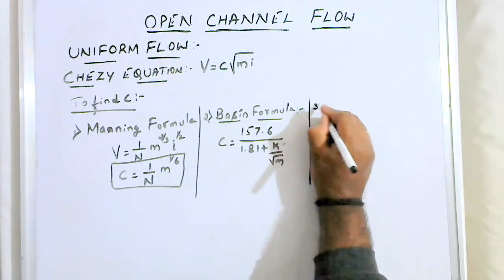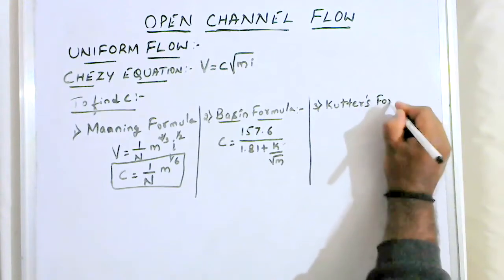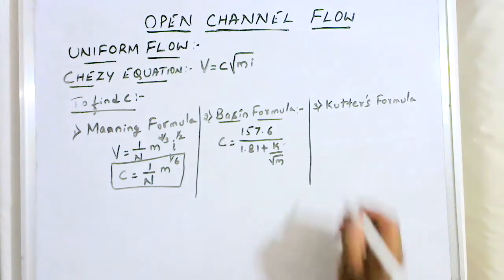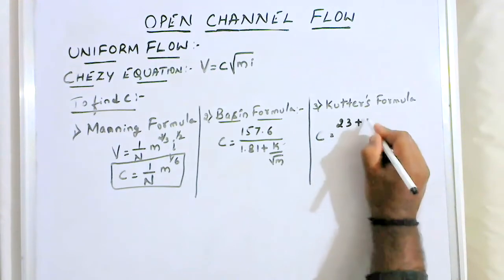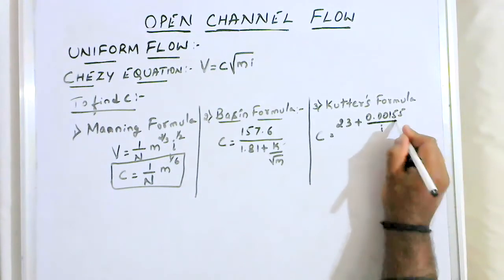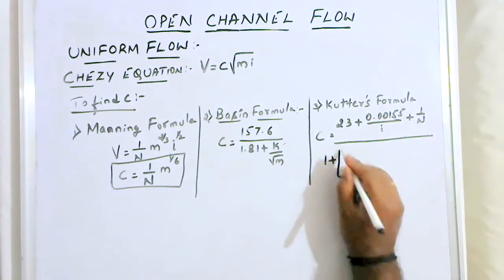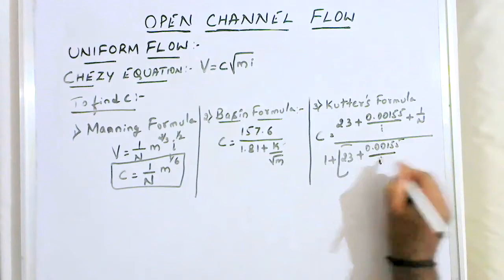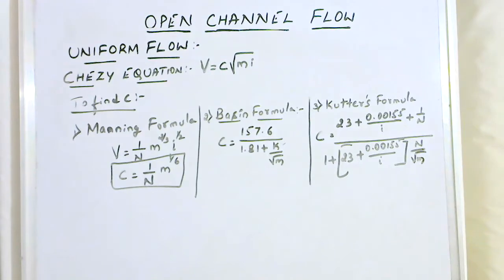Then the third formula in order to find the value of C is Kutter's formula, or Kutter's equation, what we call. So this is somewhat a lengthy equation. That is C is equal to 23 plus 0.00155 divided by I plus 1 divided by n, whole divided by 1 plus 23 plus 0.00155 divided by I, multiplied by n divided by root of m, where n is called as Kutter's constant.